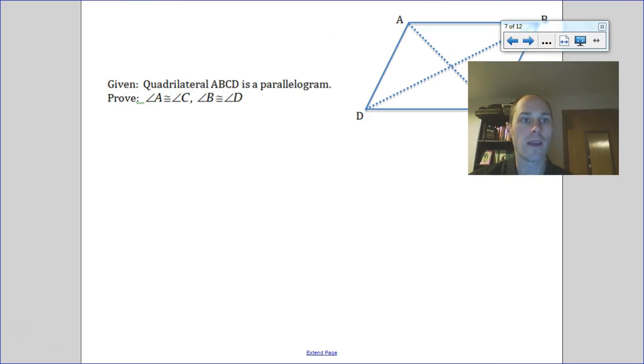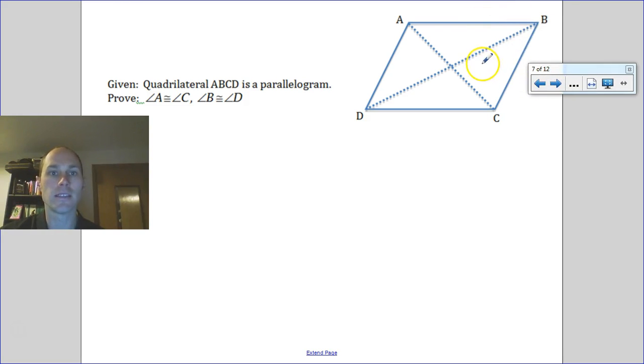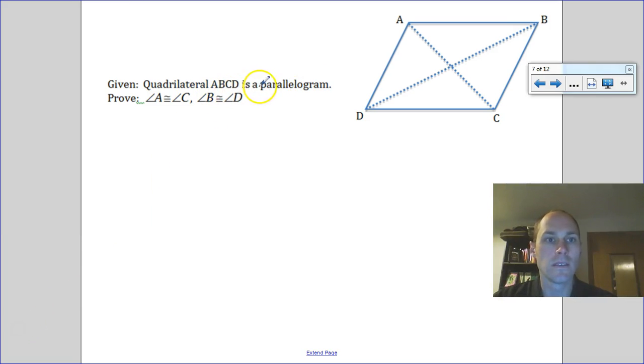So we're going to work our way through a proof in order to take what we know about those properties of what makes something a parallelogram and see if we can find that and go from there. First of all, we're given that this quadrilateral is a parallelogram. We want to prove that angle A is congruent to angle C and angle B is congruent to angle D. We've already talked about how they are true, but why are they true? So let's make up this proof.